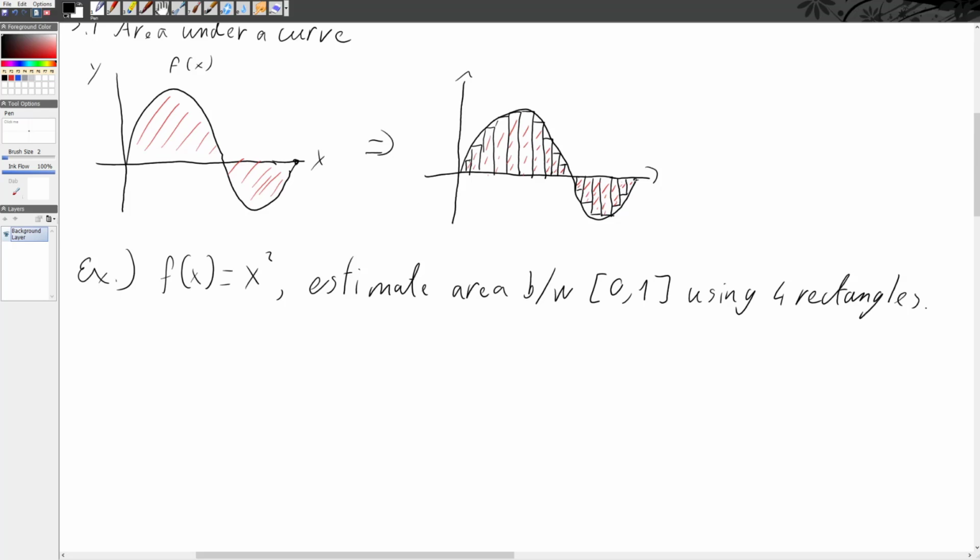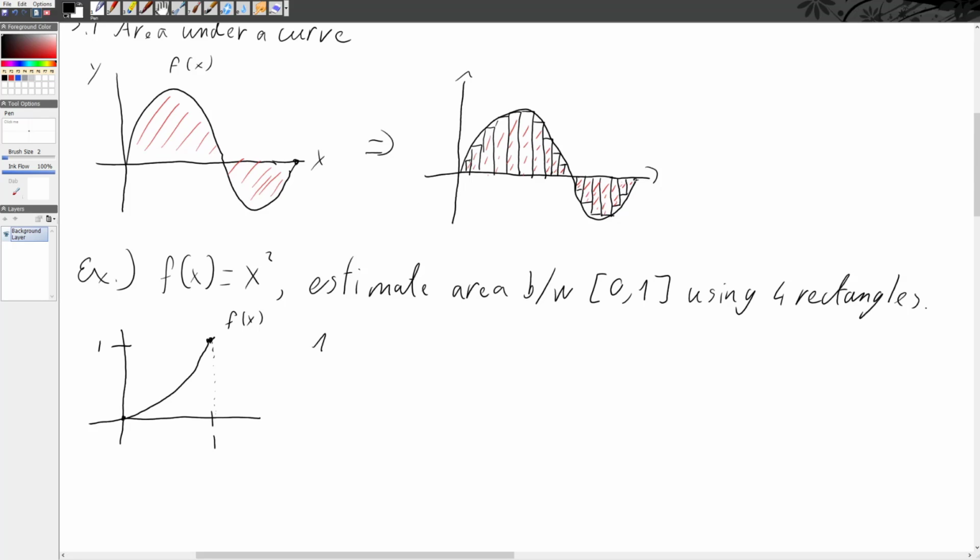So first thing first, let's try to get a picture of the graph and get an idea of what we're working with. So that right there is our graph of f of x between 0 and 1. And underneath this graph, I want to fit 4 rectangles. But I want to make, again, everything uniform so that I don't have to worry about having different size rectangles.